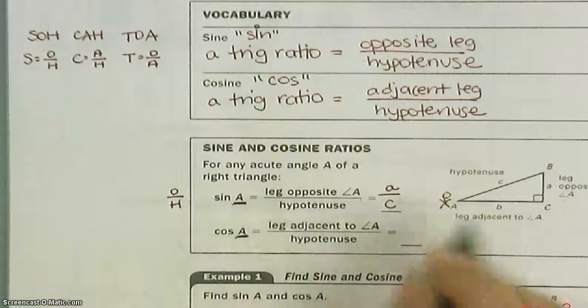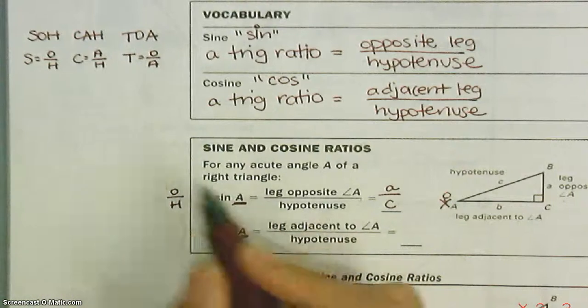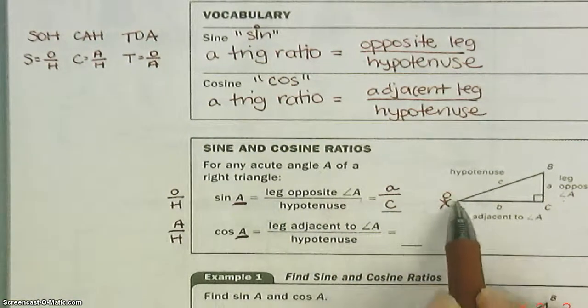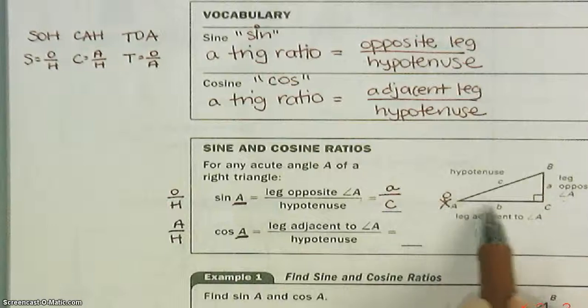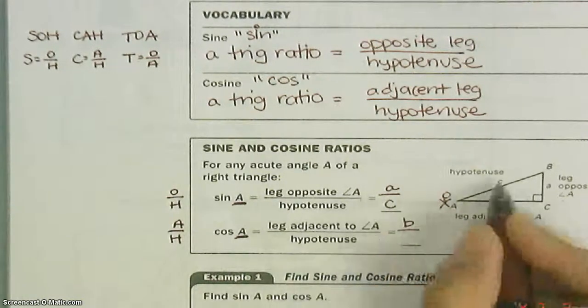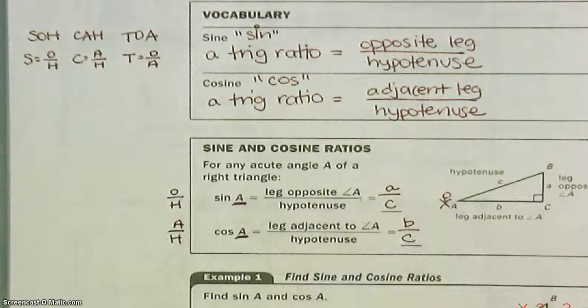Cosine of A, so we're standing in A with a cosine. Cosine is adjacent over hypotenuse. Well, what's next to us? Little b is the side that's next to us, over the hypotenuse, which is little c.